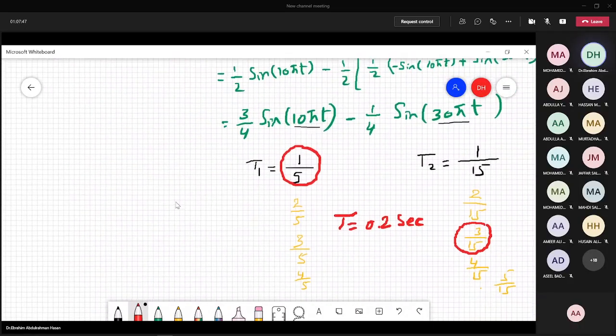Is it clear? Clear. So sine, cosine, it's always periodic.